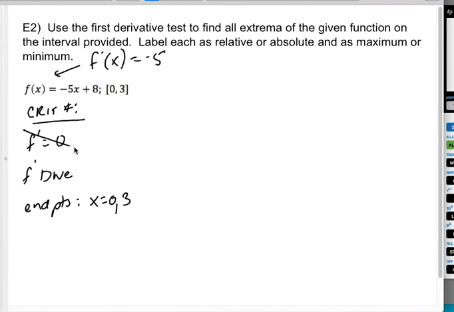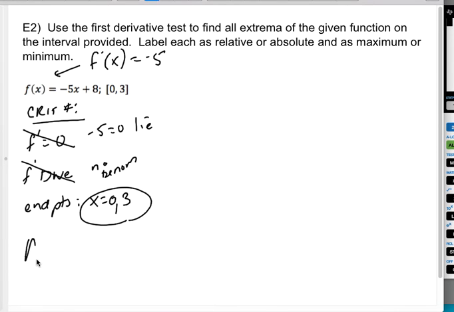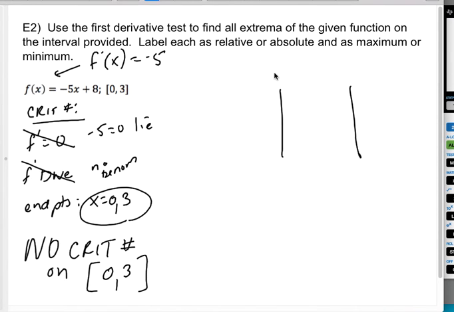So f prime can't be 0 because negative 5 equals 0 is a lie, and f prime can't not exist because there's no denominator to have equal to 0. So what that means is there are no critical numbers. There are no critical numbers on this window, not a single one. So the only things that would go on your sign chart are the 0 and 3.